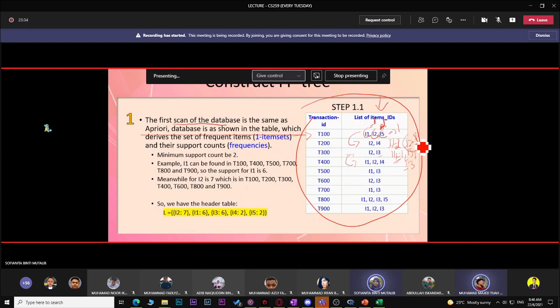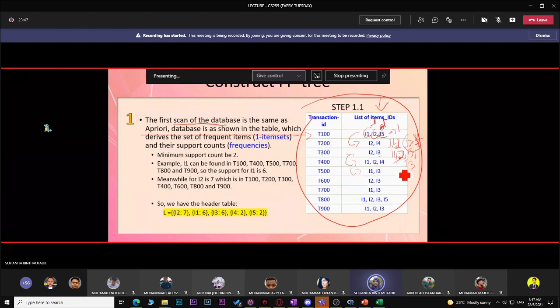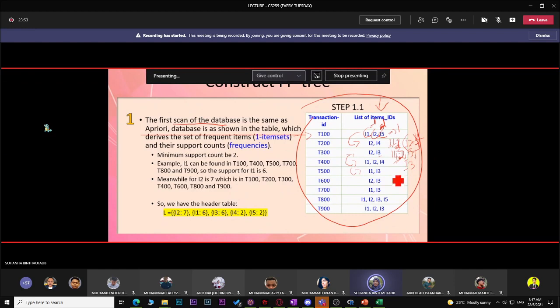Okay. And then I4 equal to 2. Okay. And then I5 equal to 1 and I3 equal to 1. Okay. It goes to the fifth transaction. So I1 equal to 3. And then I2 equal to 4. I3 tadi ada 1. So tambah lagi 2. Tambah jadi 2. And then it goes like that.